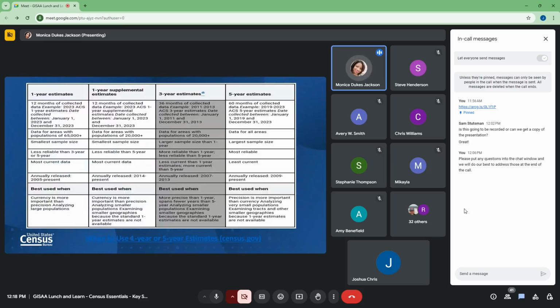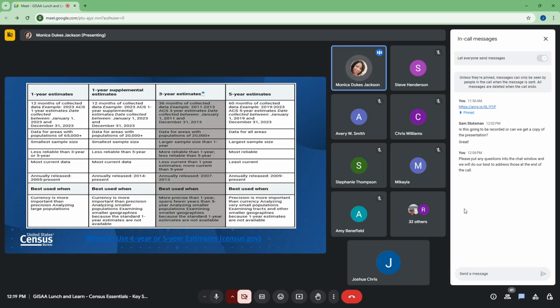Now, this screen gives you a description of those various releases or estimates that I mentioned earlier. It gives a more thorough breakdown of what you can find. In our 1-year estimates, you get 12 months of collected data. For example, when you're looking at the 2023 ACS 1-year estimates, that data is collected between January 1, 2023 and December 31st, 2023, and would be for areas with populations of 65,000 or more.